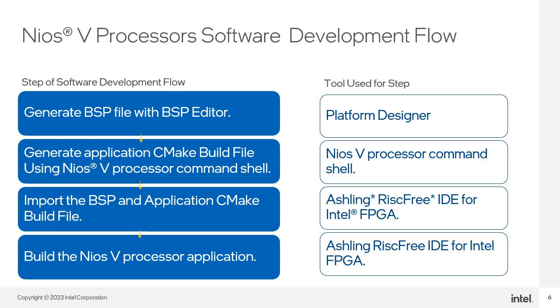Here is a summary of each step for software development and the tool used for each step. As part of this flow for software development for the Nios V processor application, inside Platform Designer, you now have available the BSP editor for the generation of the BSP files needed for software development. Then, through the Nios V command shell provided with Intel Quartus Prime software install, you can generate the application CMake build file. With Ashling RiscFree IDE for Intel FPGAs, you can import the BSP and application CMake build files to continue to debug and build the Nios V processor application.